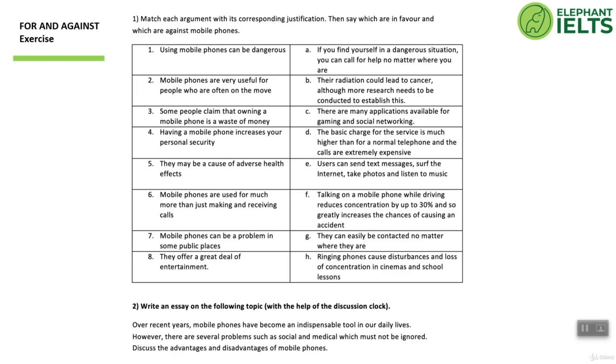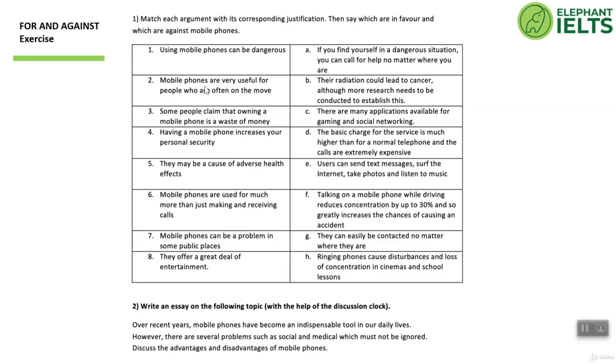Number 1, using mobile phones can be dangerous. How would you justify this? Probably, talking on a mobile phone while driving reduces concentration by up to 30% and so greatly increases the chances of causing an accident. So you could use these in one paragraph for the disadvantages.